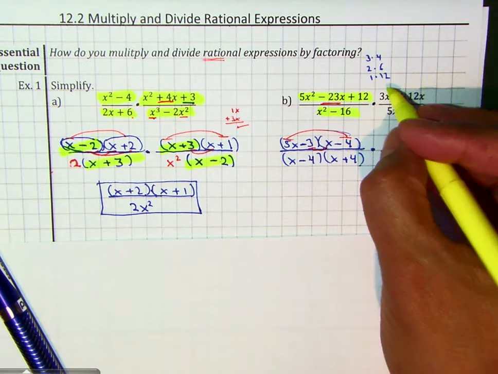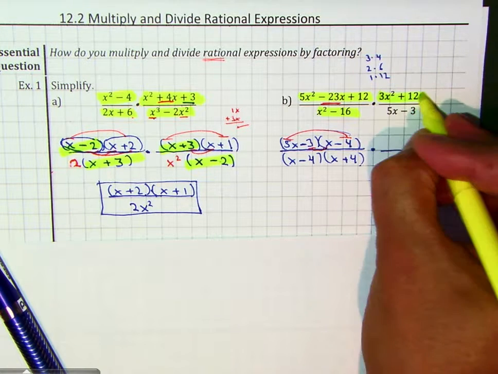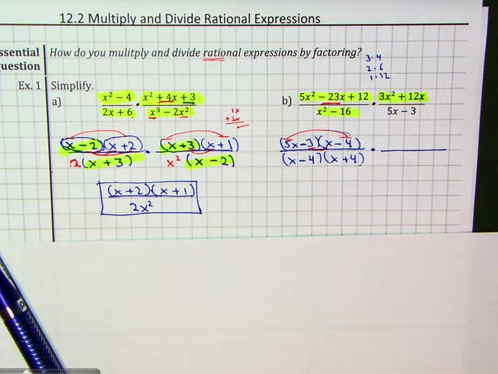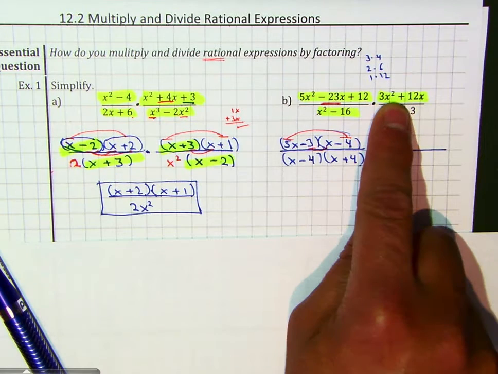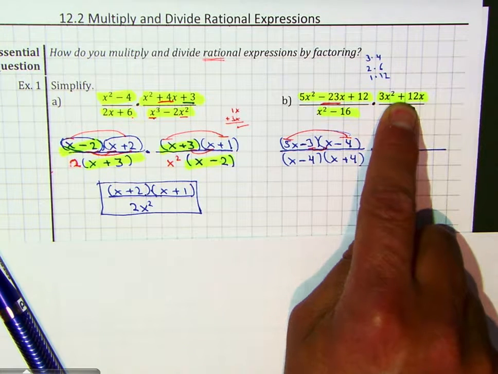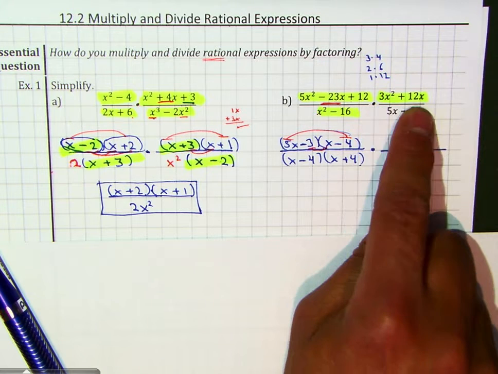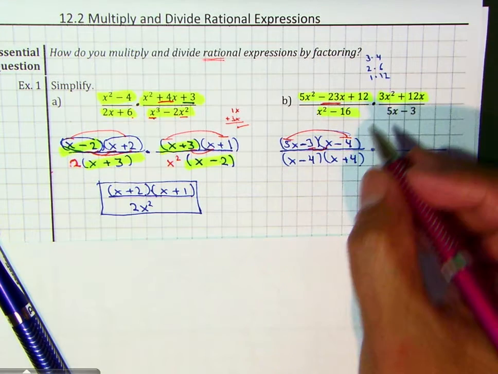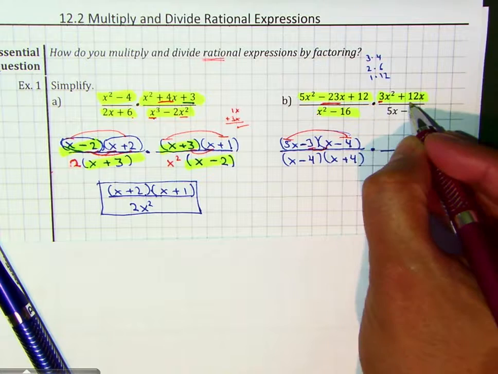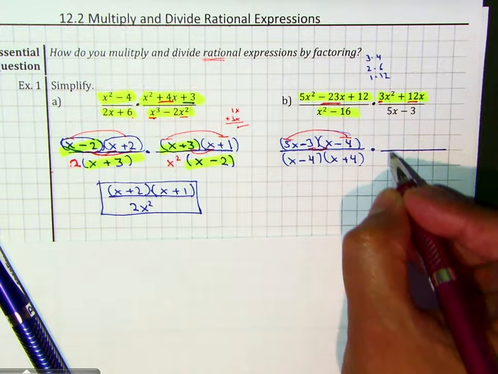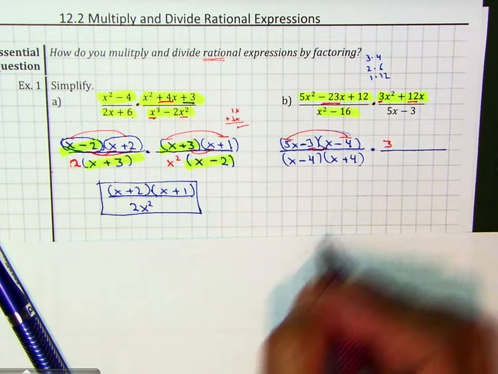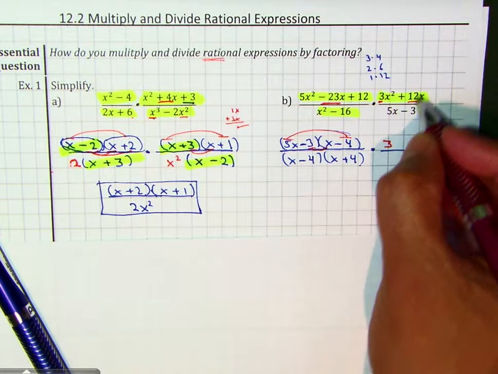I'm going to continue with my next polynomial. It's a binomial. I know it's not the difference of two squares because there's a plus in between. But I notice I can factor out the common term. So what can I factor out? One number divides 3 and 12. I can do 3. 3 divides 3 and 3 divides 12.